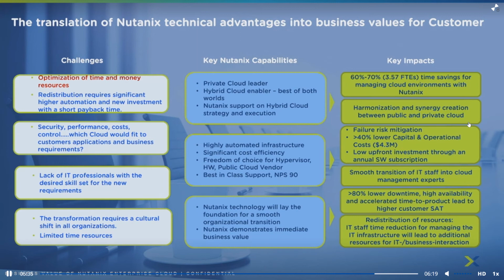Nutanix is the leading enterprise cloud provider and is an enabler for a hybrid cloud solution. The customer can use the best of both worlds. Significant cost and time savings can be achieved simultaneously with an increased IT agility and flexibility. Shorter time to market of new projects and more time resources for the digital journey support companies' future success.